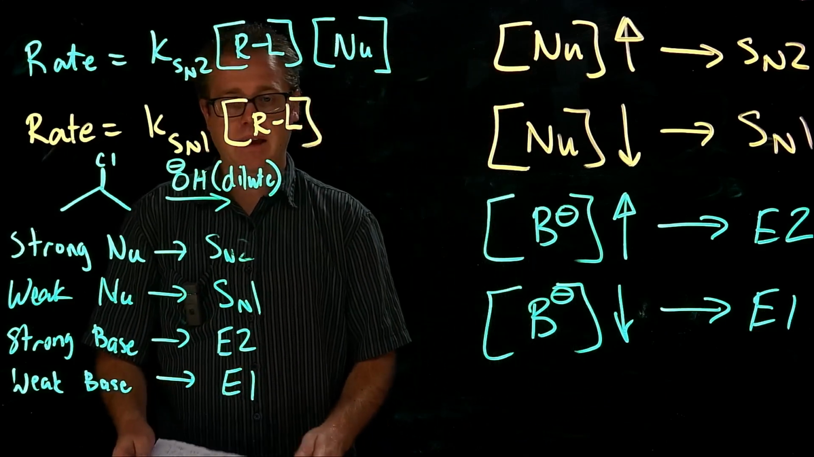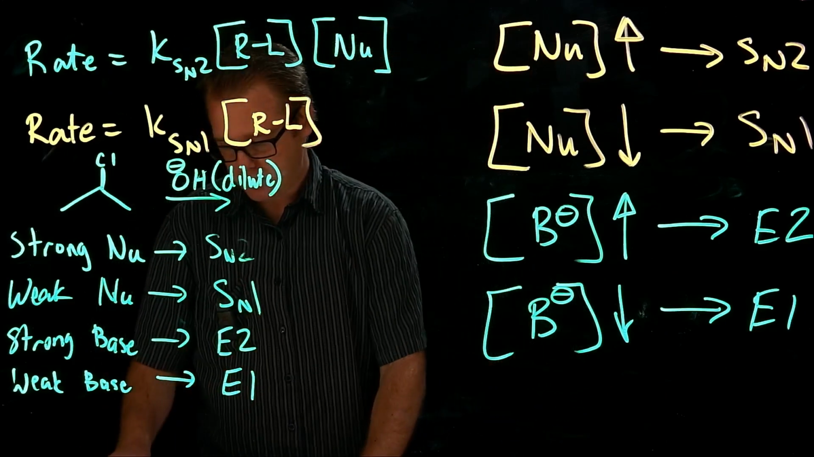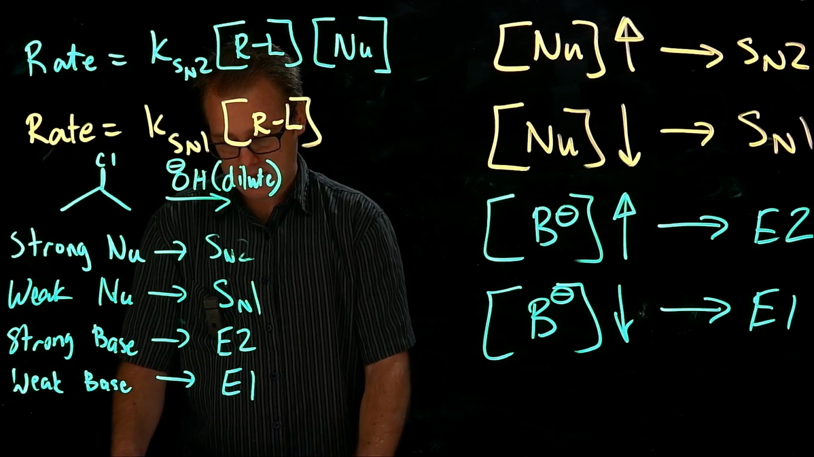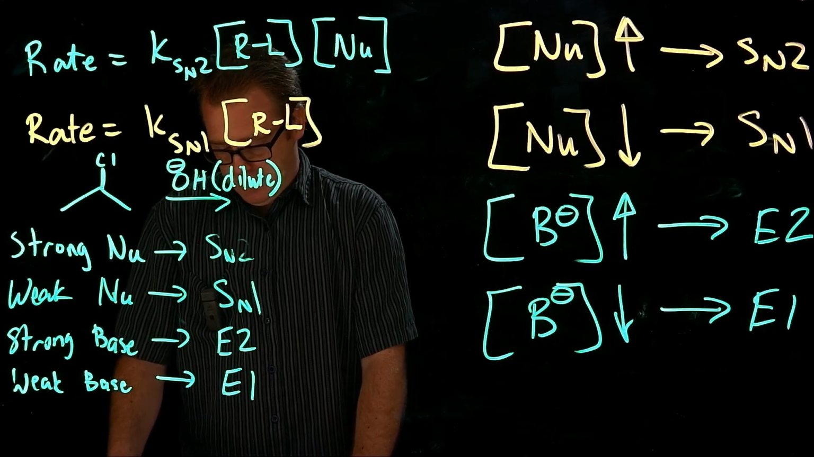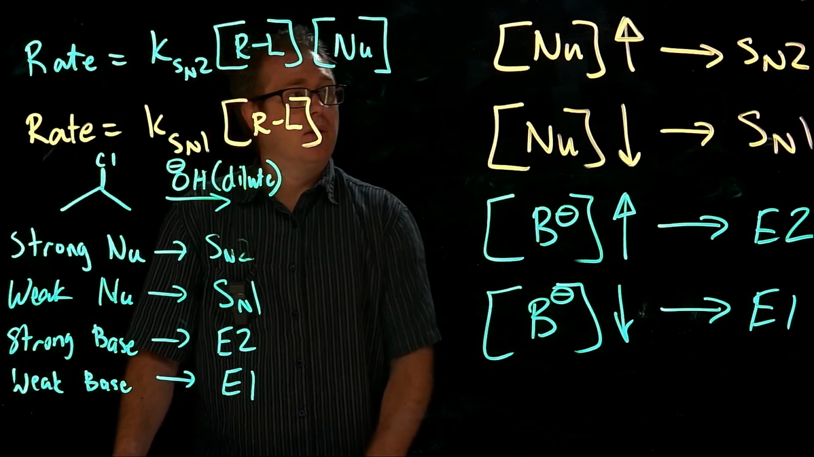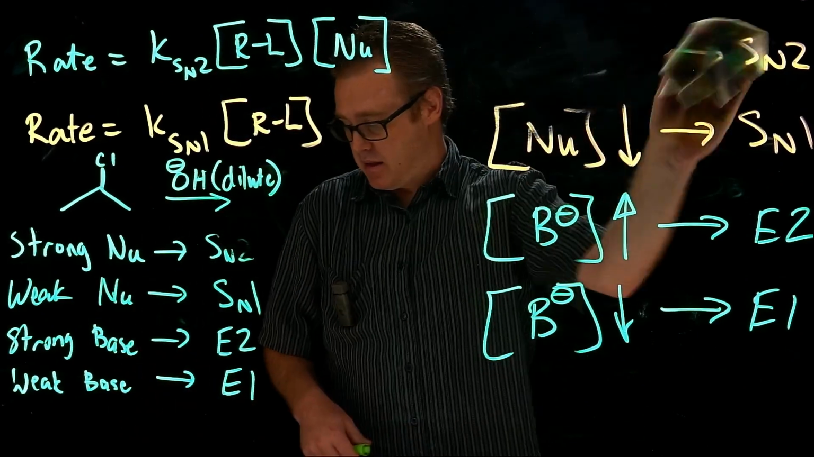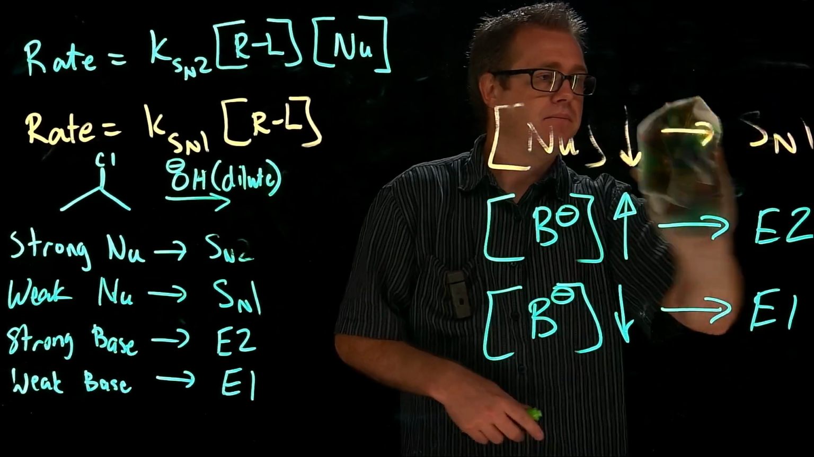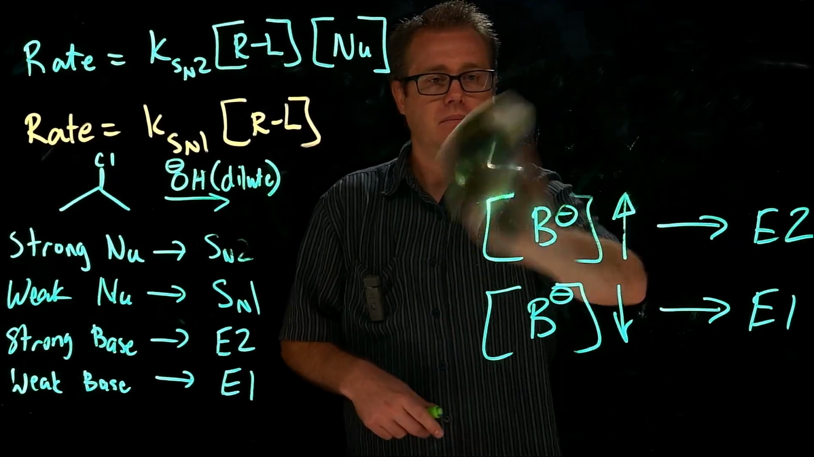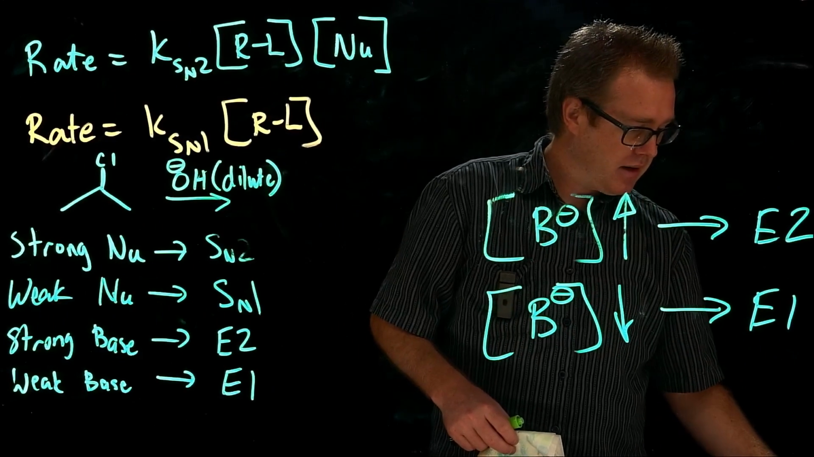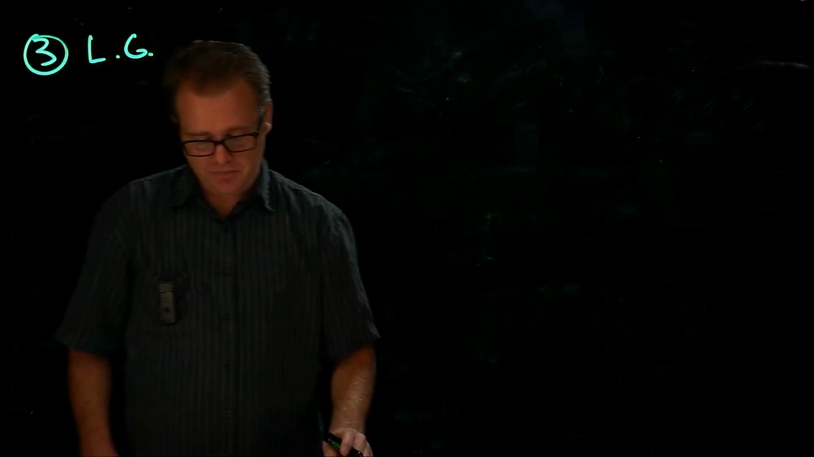So that one's a pretty straightforward principle. The next one, or factor 3, is the leaving group ability. Okay. So let's clean up this board here. So factor 3 is the leaving group ability.